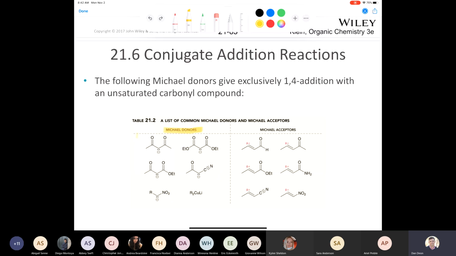Okay, so those are examples of Michael donors, and Michael acceptors are basically alpha beta unsaturated carbonyl compounds, whether it's an aldehyde or a ketone or an ester or an amide, and also an alpha beta unsaturated nitrile and nitro. Okay, so those are the things you want to keep in mind. And what we're going to see later on in this chapter is that an enamine, you guys remember enamines? Yeah, we looked at enamines in detail earlier on. So let's draw this like this and say an enamine could be thrown into the ring.